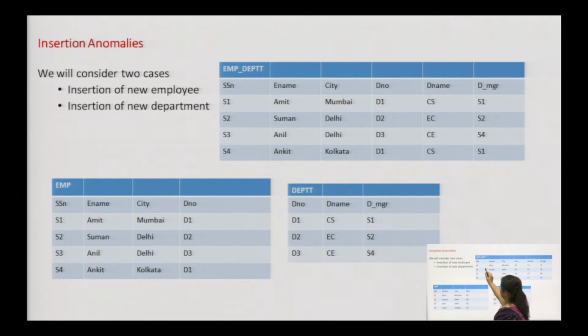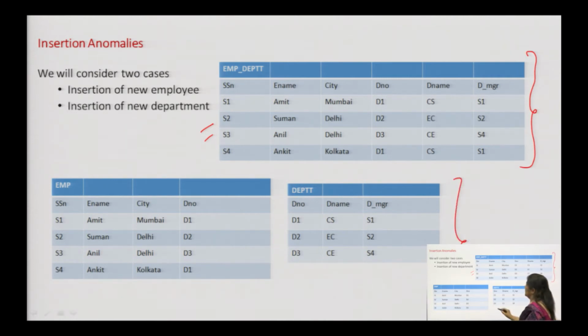In the first case, this is an instance of employee department, and in the second, this is the instance of employee and this is the instance of department. Again, this is one design and this is the second design, which contains two relations. The set of attributes is the same. Now, we will consider two cases: insertion of a new employee and insertion of a new department.